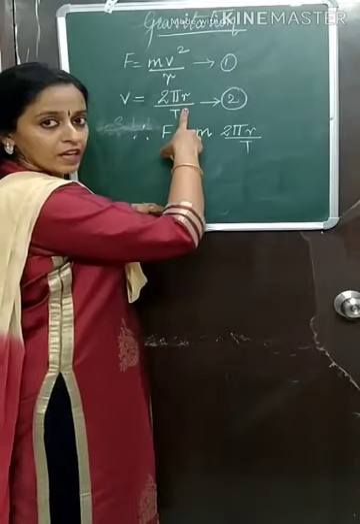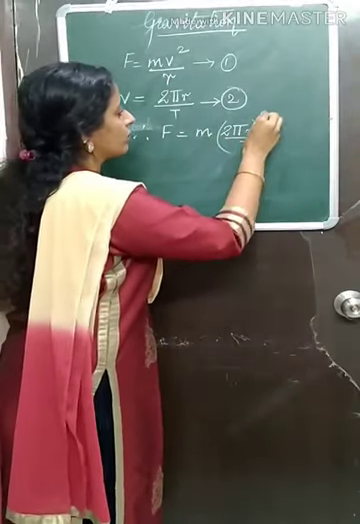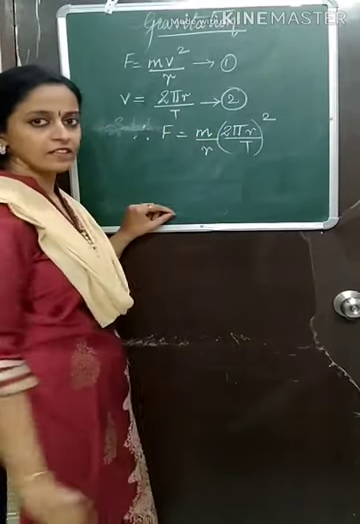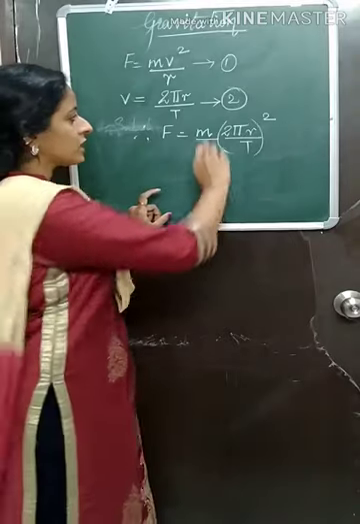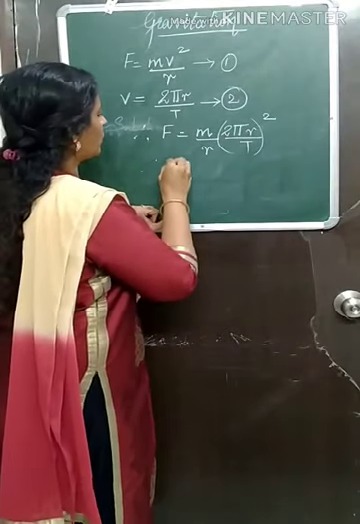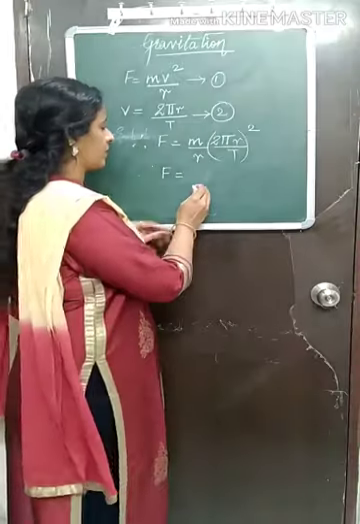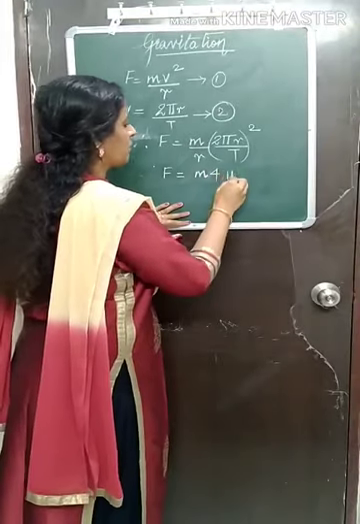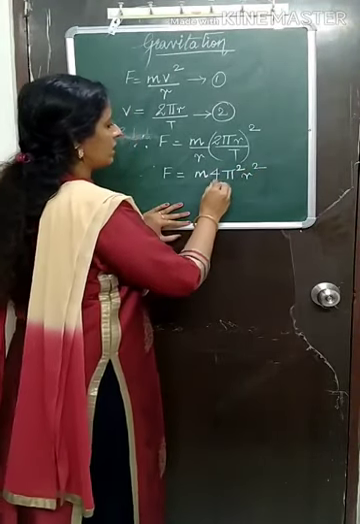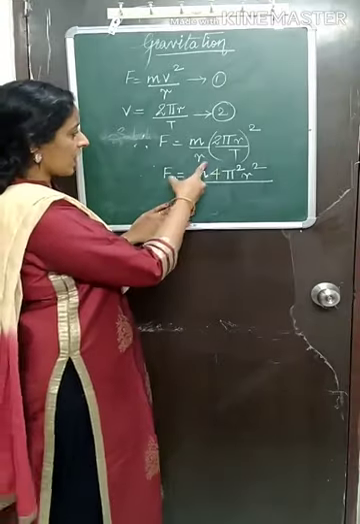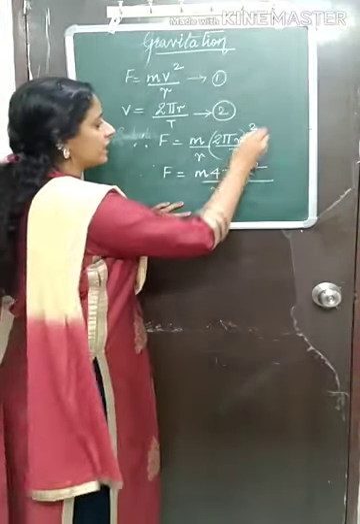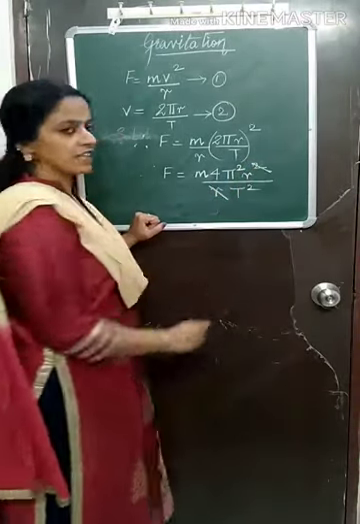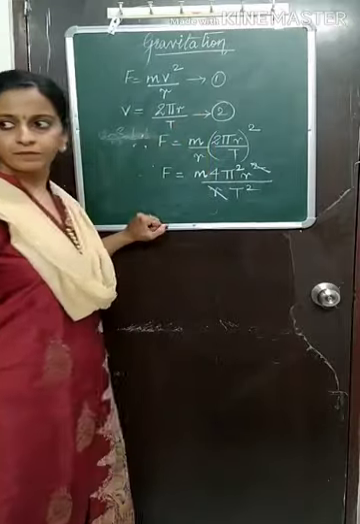In place of v, 2 pi r upon T. Here it is squared, so the whole of it we will square. What is remaining now? This r is remaining, so I will write that down. Understood? Now let us take the square. So F, the centripetal force, is m times 2 squared, which is 4 pi square r square, upon T, the whole square, so T square. Correct? Now here, one r and one r will get cancelled. So what do we get?